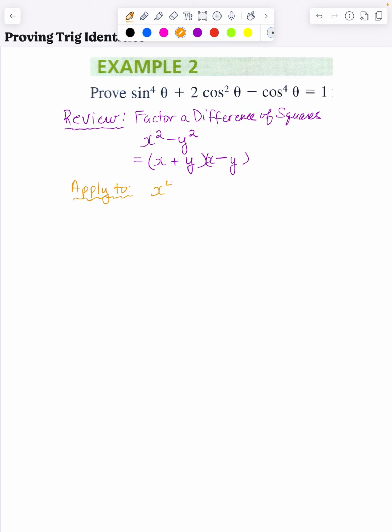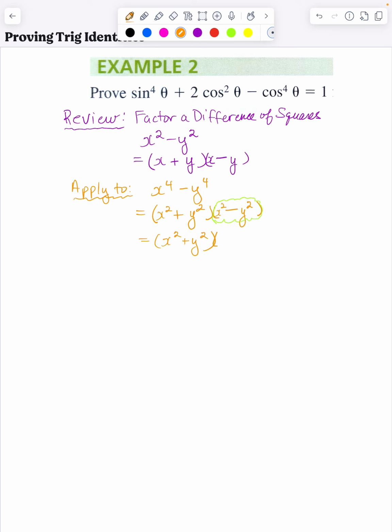We're going to take this and apply this to x to the fourth minus y to the fourth. Same thing. I'm going to put two sets of brackets, a plus sign and a minus sign. I'm going to take the square root of x to the fourth to be x squared in each bracket. And I'm going to take the square root of y to the fourth and put a y squared in this bracket. But this here, you can factor one more step, and you can have x squared plus y squared.